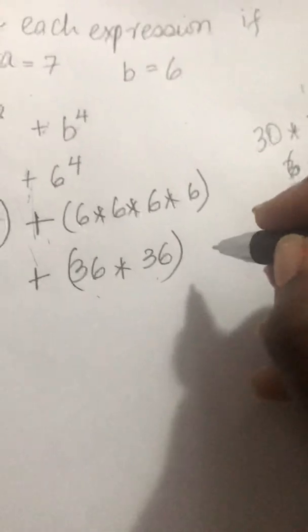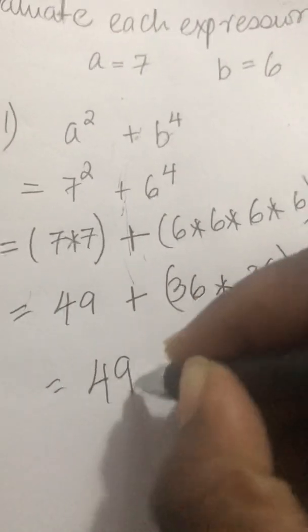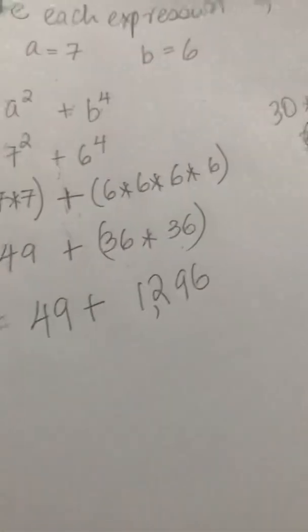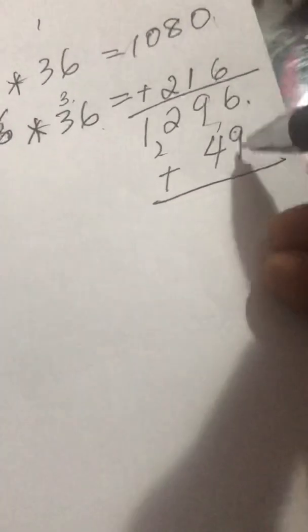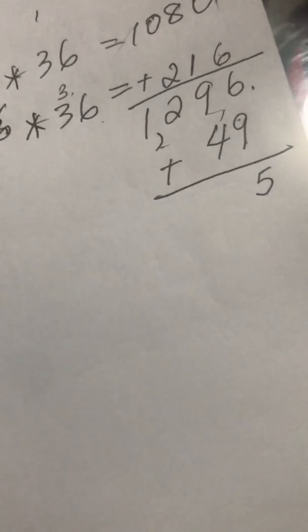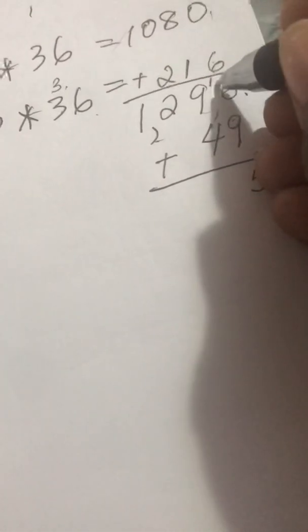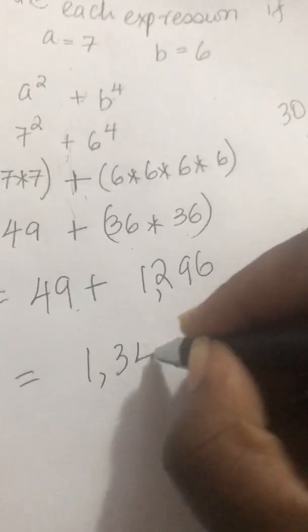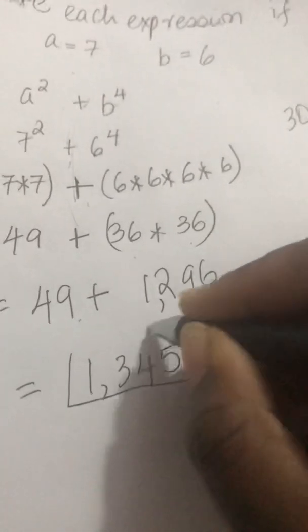So that's 1,296. 49 plus 1,296. I put my comma over there. So since this is my comma, I need to add 49. I come and I add 49. 6 plus 9 is 15. Okay, I carry 1 here. 9 plus 1 is 10, plus 4 is 14. I carry 1 here. That 2 plus 1 is 3. And this is 1 with my comma. So what is my answer? 1,345. And there.